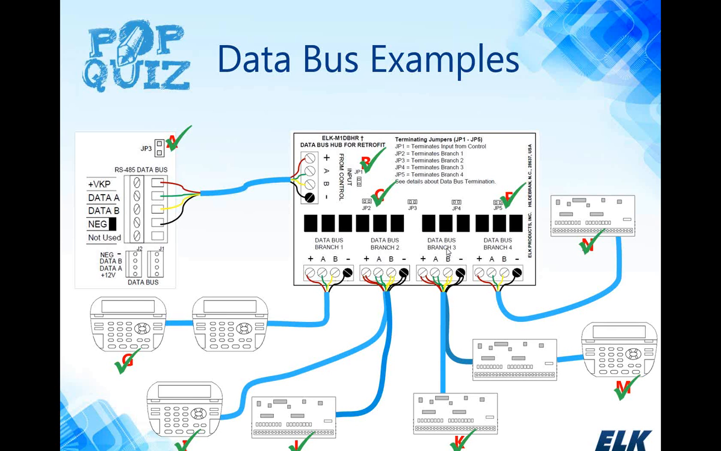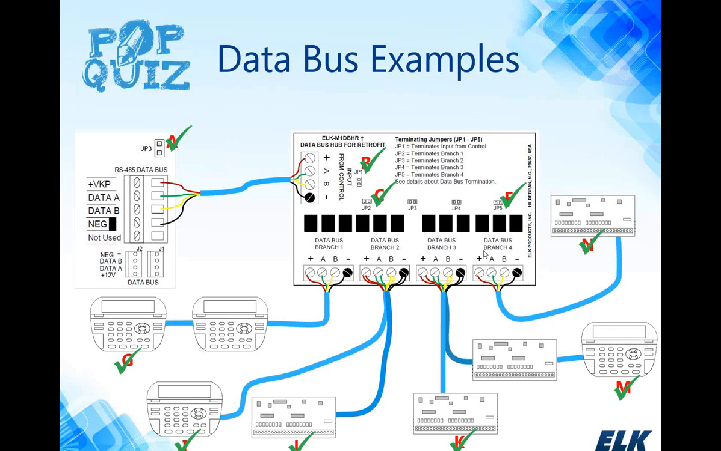For branch 3, once again, 2 home runs, one going to a single device, one going to 2 devices daisy-chained together, and in this case, each device on the end of the run will have a terminating jumper installed.